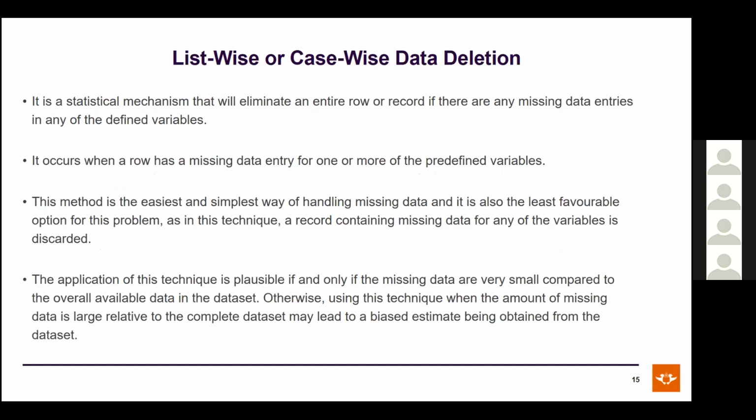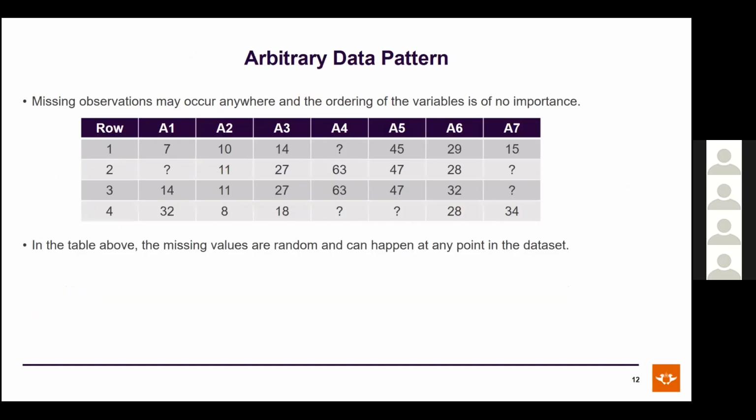So listwise or case-wise data deletion is a mechanism that will eliminate an entire row or record if there's any missing information. So I'll go again to our table. It deletes any row or record if there is any missing information. That basically says we're deleting everything here from row 1 to 4 because there's the presence of missing information.